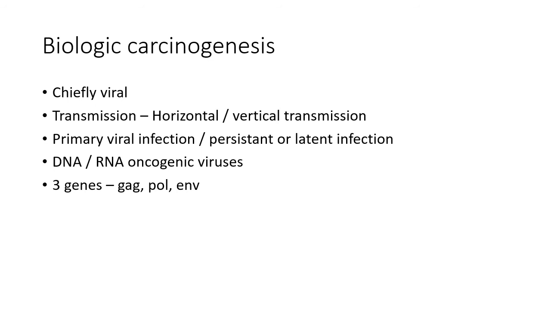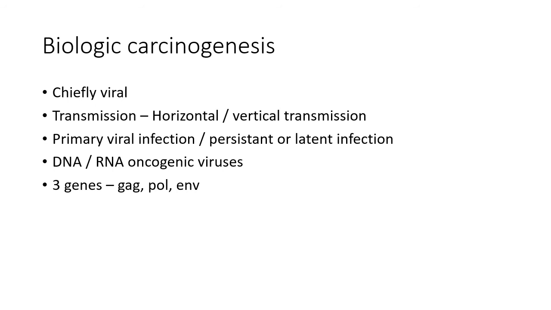The transmission of these viral carcinogens can be horizontal or vertical. Horizontal is transmission from one person to another through contact or something else. Vertical transmission is transmission from mother to child or from parents to offspring. So transmission can take both horizontal or vertical route.